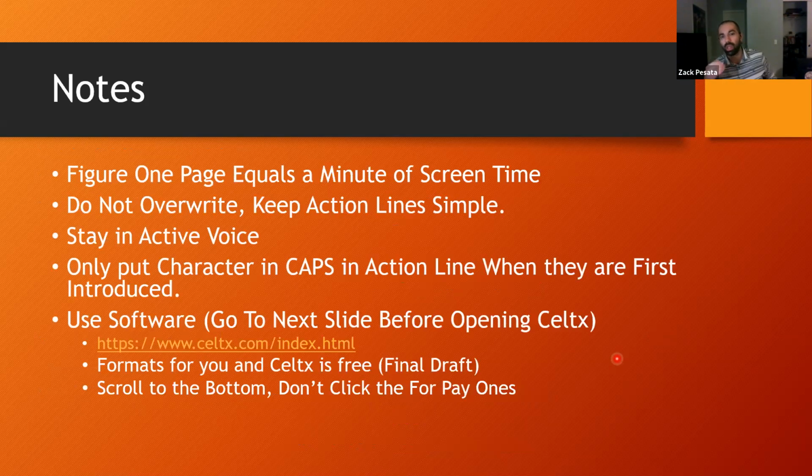A couple of notes. When you're writing a screenplay, figure one page equals a minute of screen time. That's, again, sort of an approximation, but that's a good rule of thumb. Make sure to not overwrite. When you're writing action lines, don't write like you would a novel or prose. Just keep it to observable action, stay in active voice, and keep the action line somewhat clean and not overly descriptive. It's just talking about blocking, what the characters are going to be doing in the scene, and action. Only put a character in caps in the action line when they're first introduced.